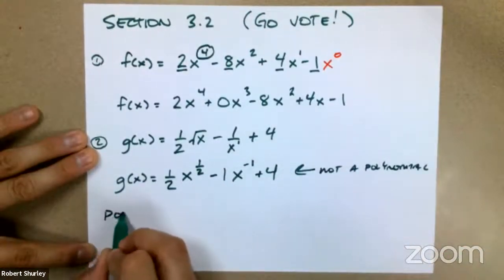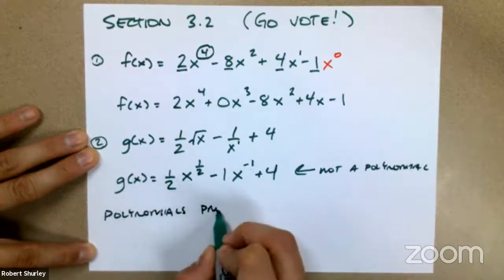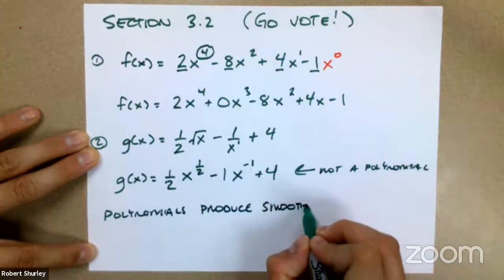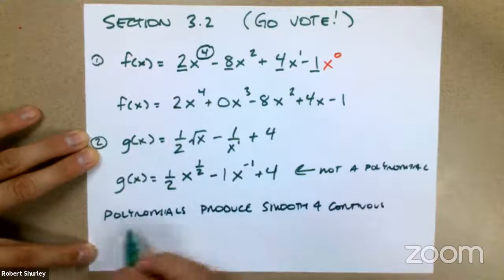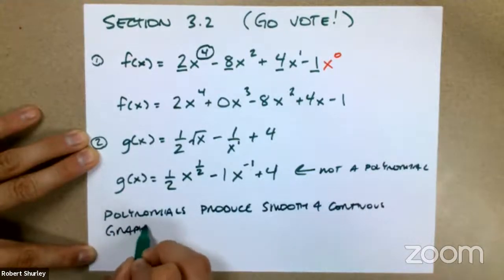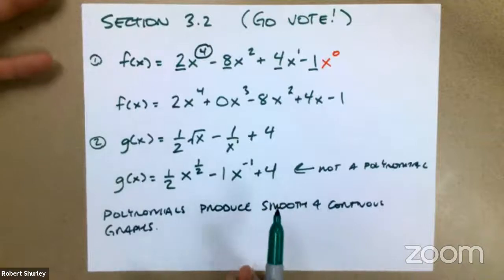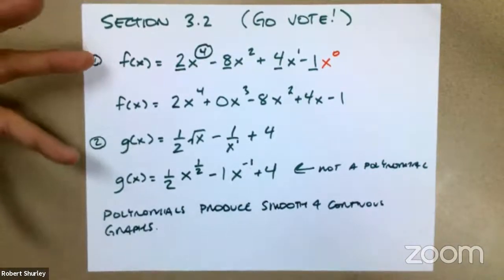So polynomials produce smooth and continuous graphs, okay? They're going to be smooth. There's not going to be holes like we saw in the last test. There's not going to be vertical asymptotes like we saw in the last test, right?